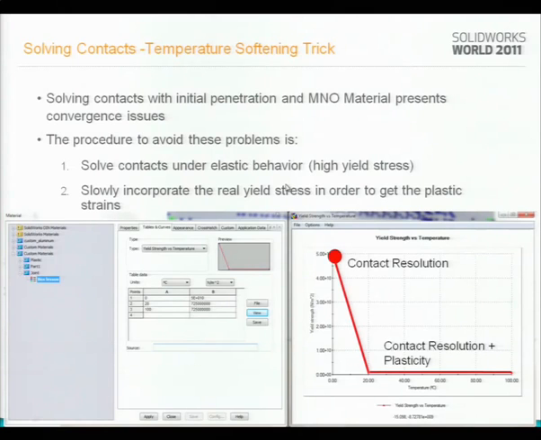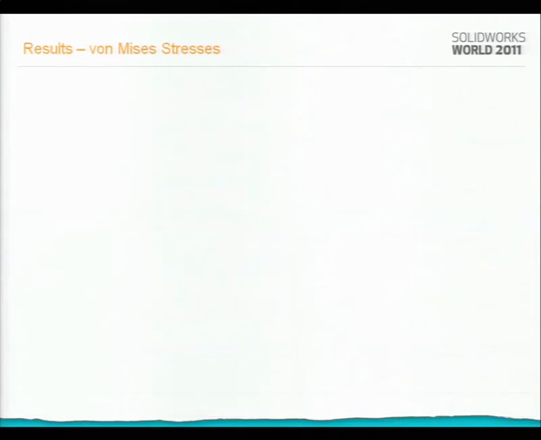I put the expansion coefficient to 0, right, in order not to have any expansion. And the simulation is that I go from the contact resolution to the contact resolution plus plastic strain. So at this stage, I got everything at the same time, right? Is it clear, the trick? Okay.